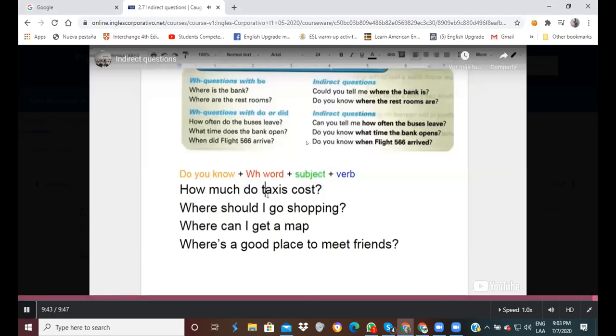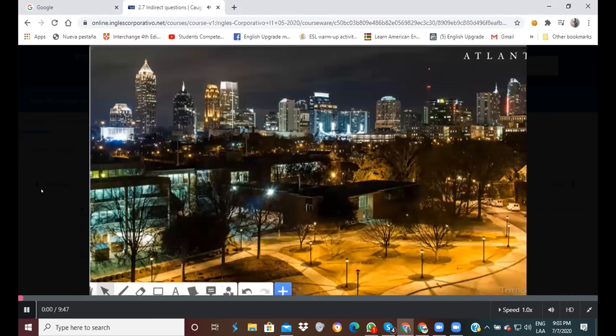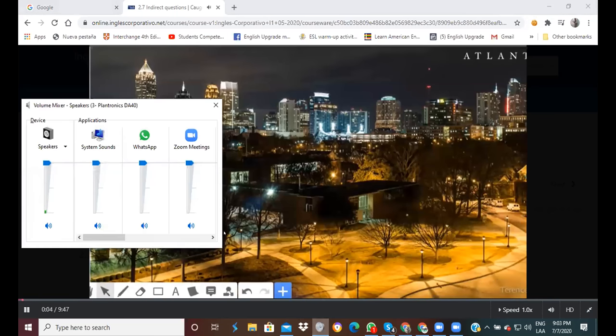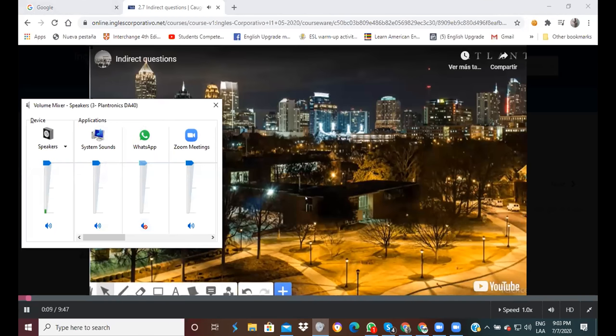Or can you tell me, and then follow this formula? Hi everyone. By the end of this class, you'll be able to ask and answer indirect questions about a city or a new place that you might visit. For example, you'll be able to make the following questions. Could you tell me where the bank is? Do you know where the nearest ATM is? Do you know where the restrooms are? Can you tell me how often the buses run? Do you know where I can catch the bus?